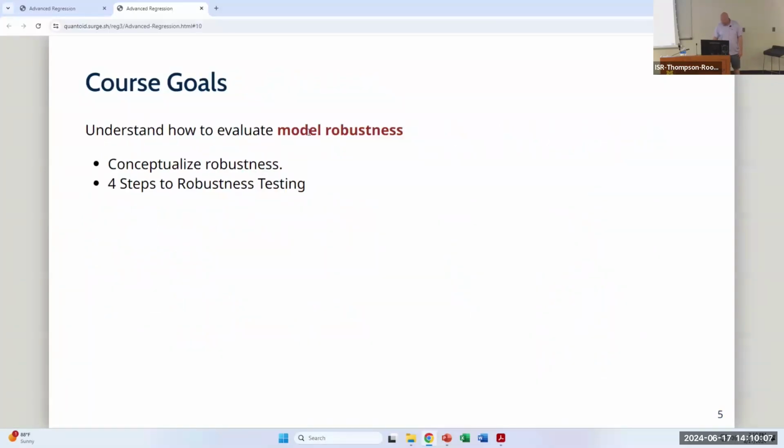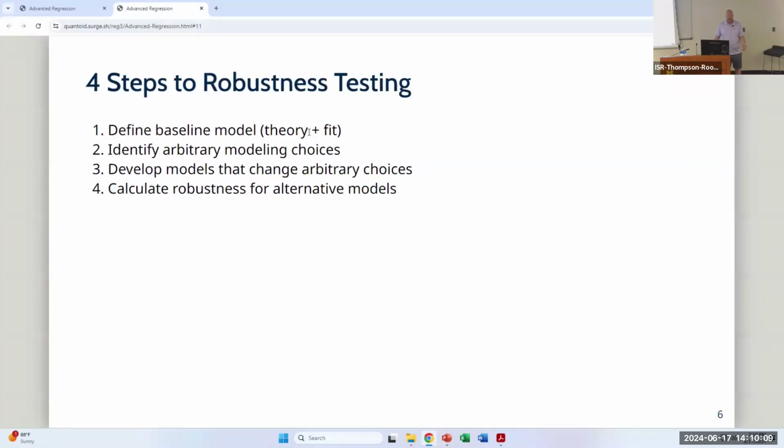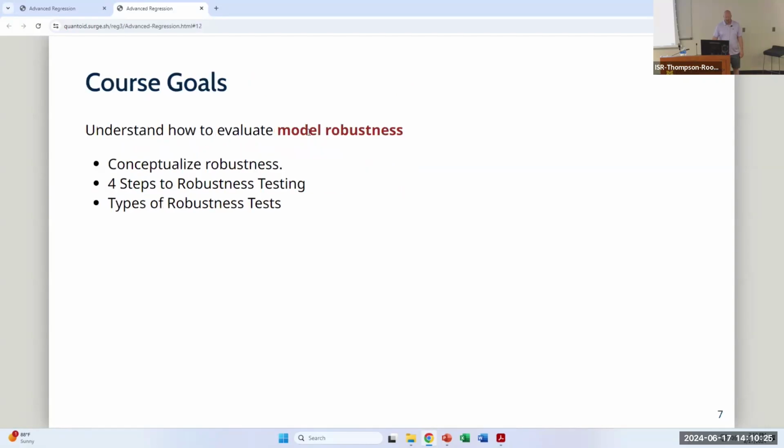We'll talk about the 4 steps of robustness testing. So defining a baseline model, identifying what kind of arbitrary modeling choices and assumptions we might have made, and then developing models to try to change those assumptions in useful ways. And finally, thinking about what robustness means for these alternative models.